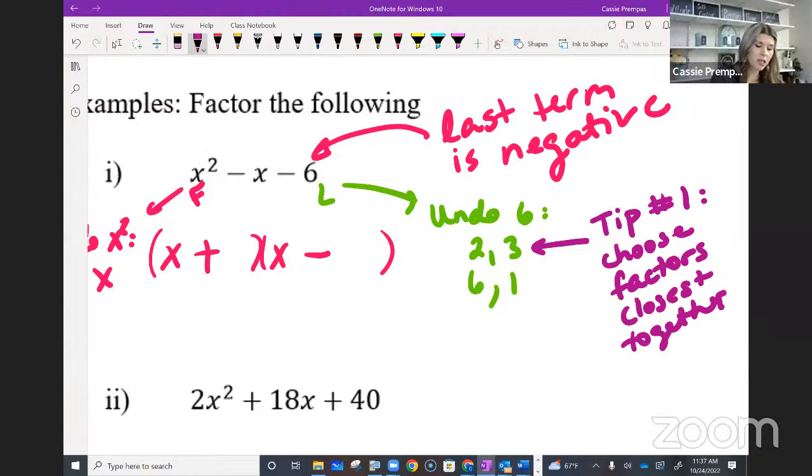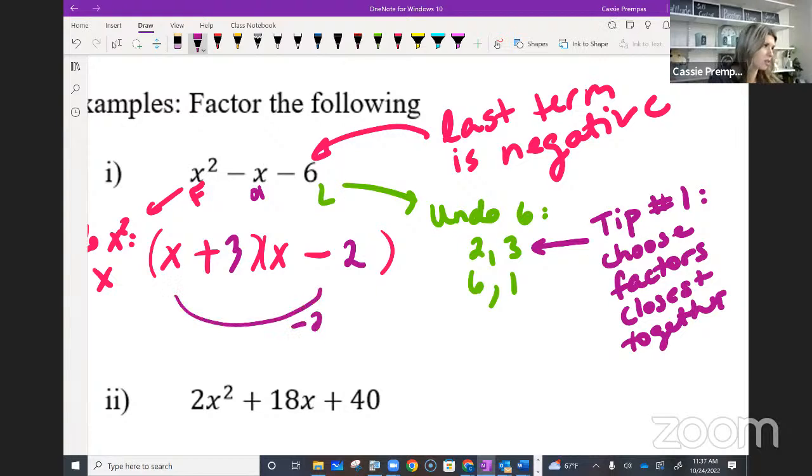So we'll put them anywhere. Let's say I put a positive 3 and a negative 2 in. How do you know if it worked? So you're going to check. Well, we already undid the F, right? We already undid the L. What's the last piece in FOIL? You got to make sure it equals the negative x. So do the outside. What is negative 2x?